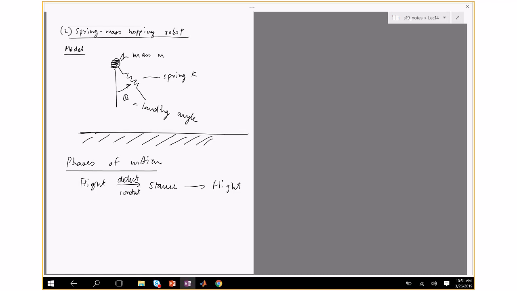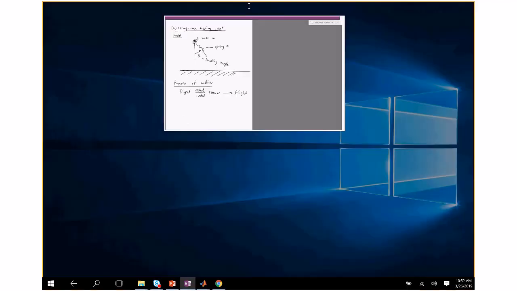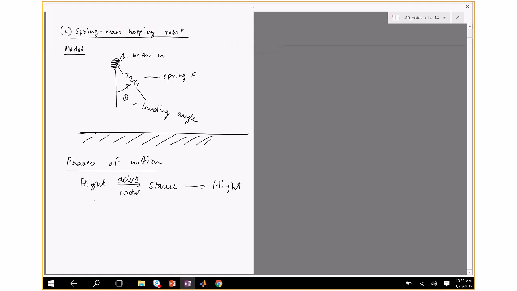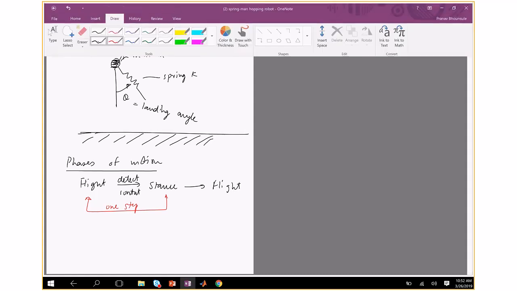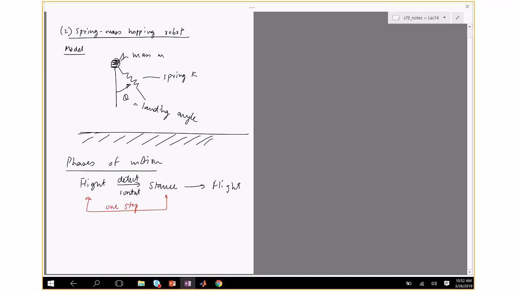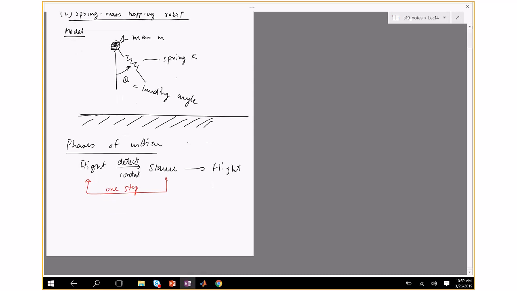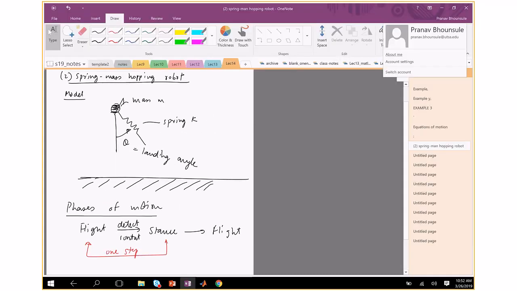The way we try to do this is, again, we find the basic repeating unit and then keep repeating that. So this is the repeating unit, one step. If you can simulate one step, then you can just keep repeating that. What we'll do, however, and this is how people do the simulations, is instead of starting just as you take off from the ground and then doing the full flight phase and then stance, we model it slightly differently. We start with this model at the apex. Okay, so it's in flight at the apex.